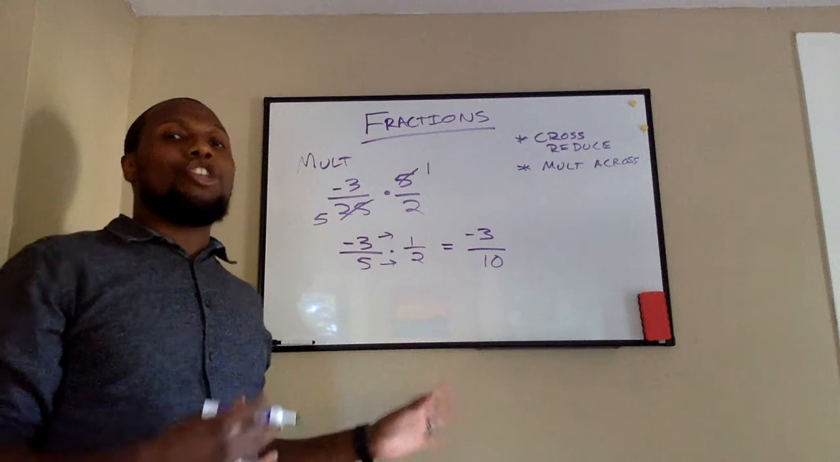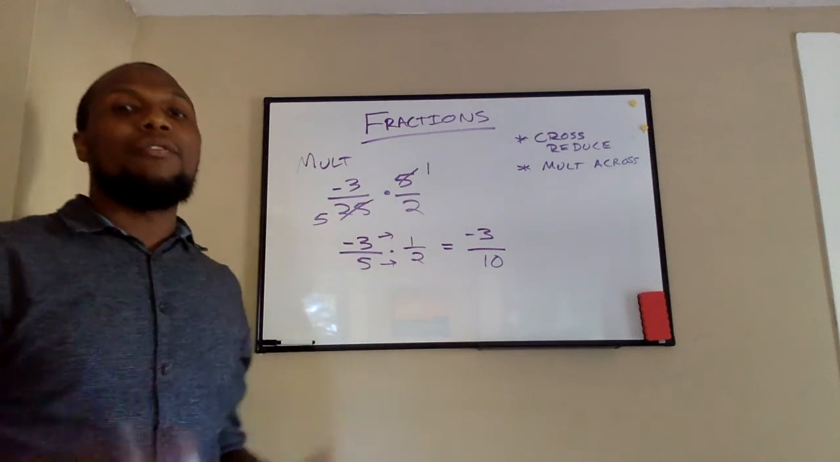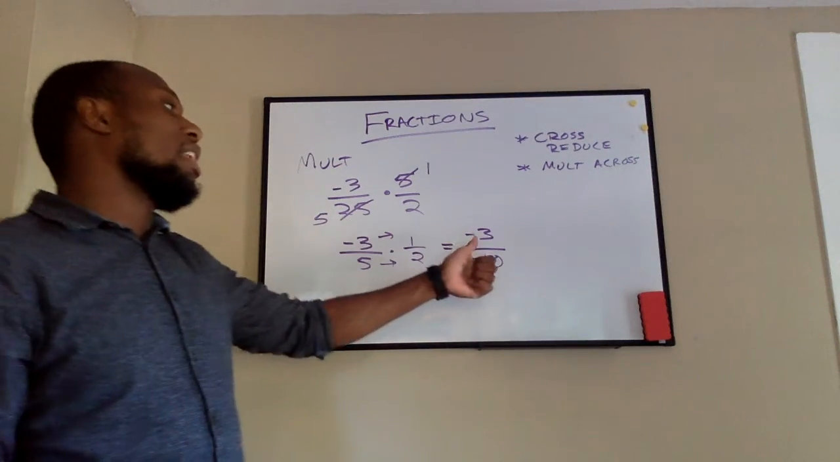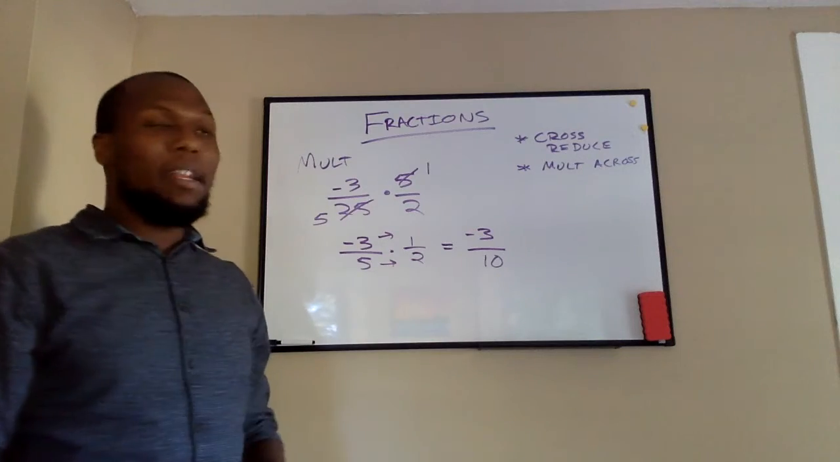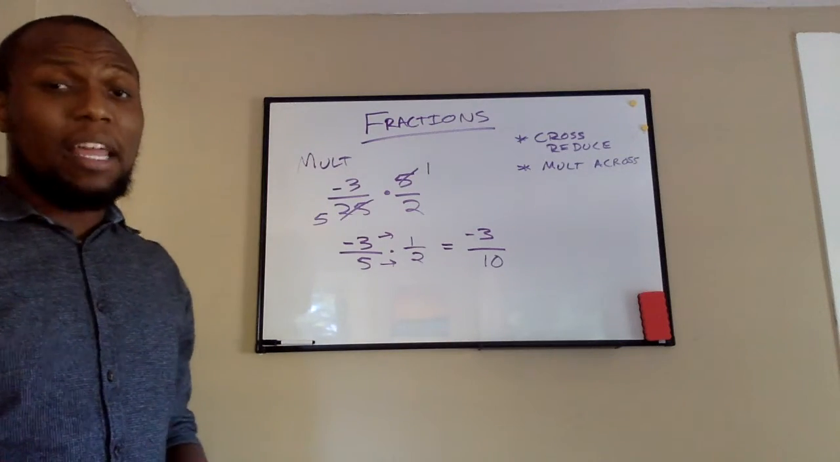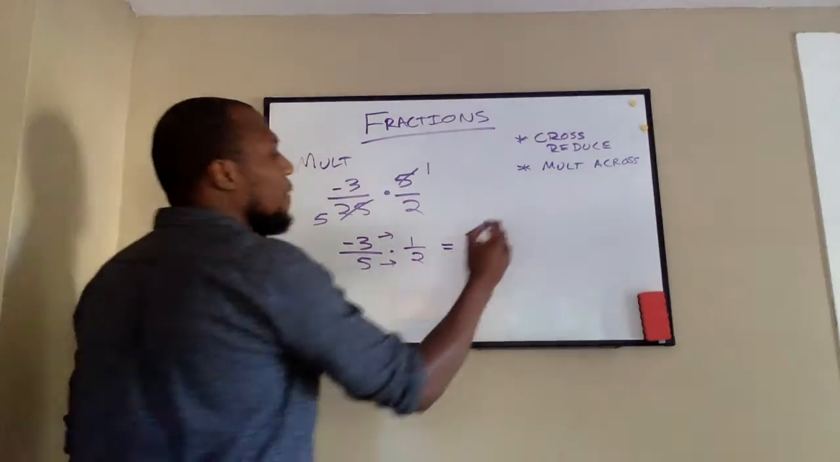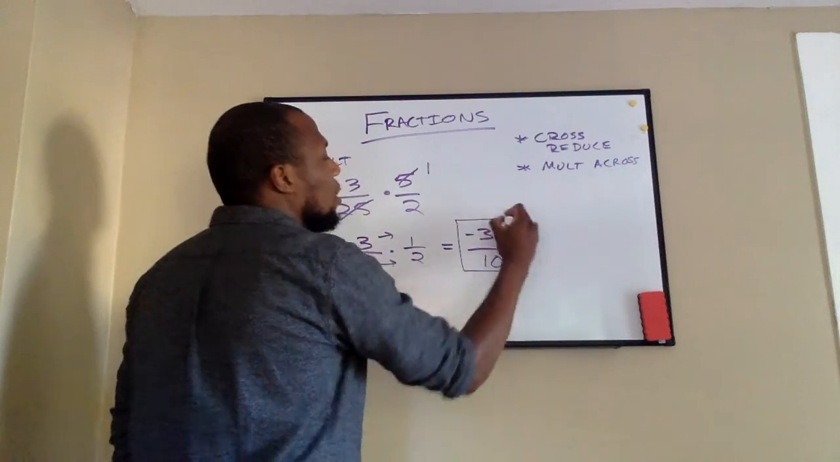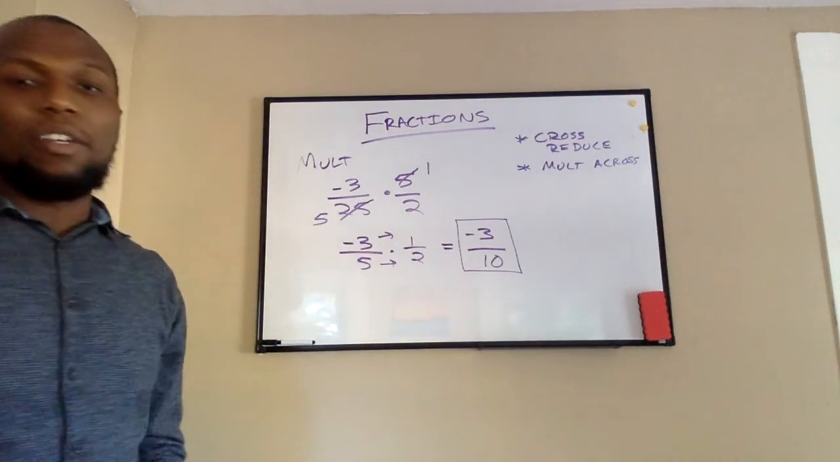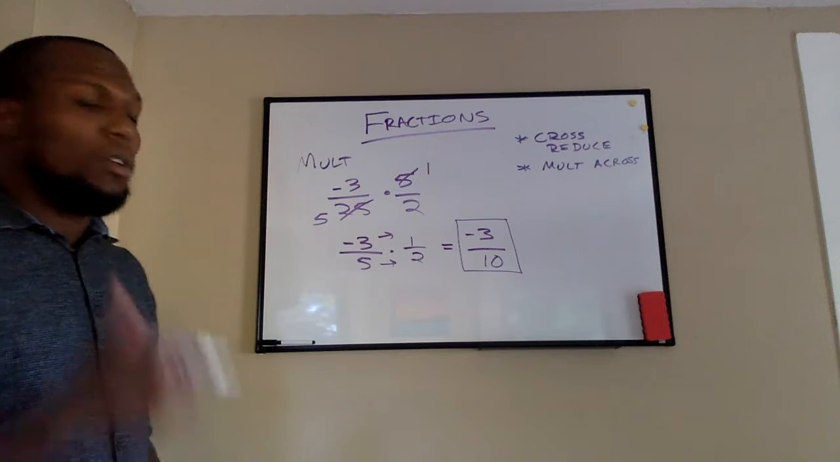Last step: check the fraction, see if you can reduce it any more. Anything that goes into negative 3 that also goes into 10? I can't think of anything, and I don't think there is. So then we're done with the problem. That's our final answer.